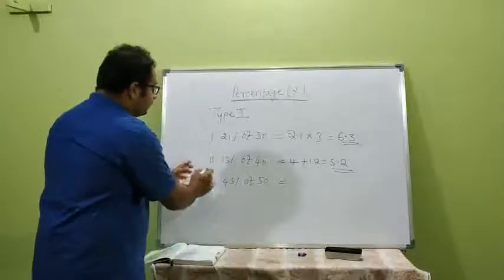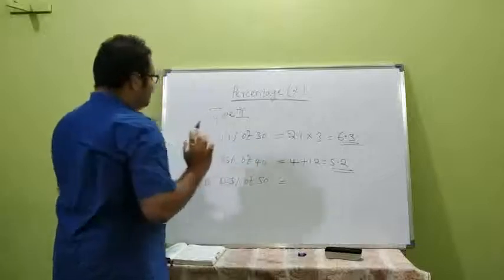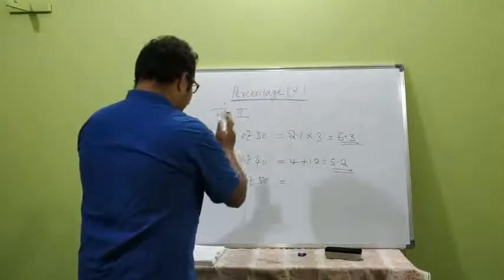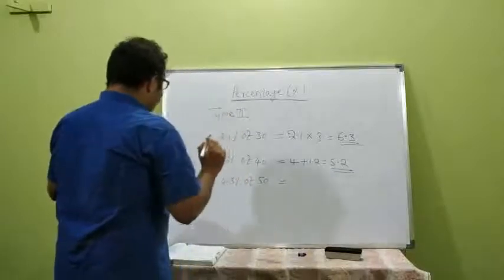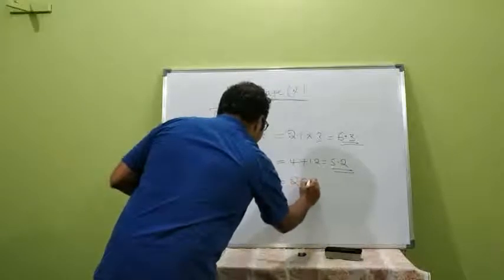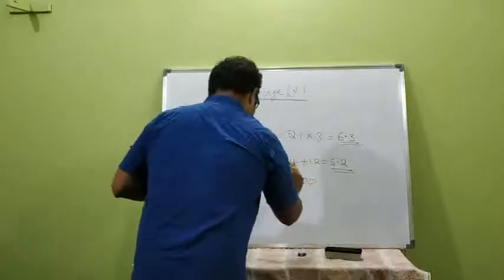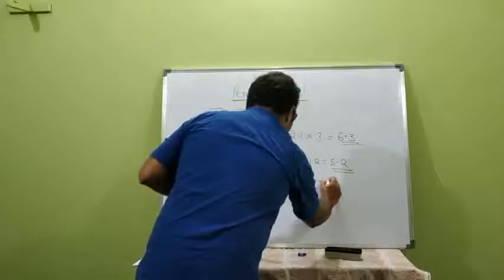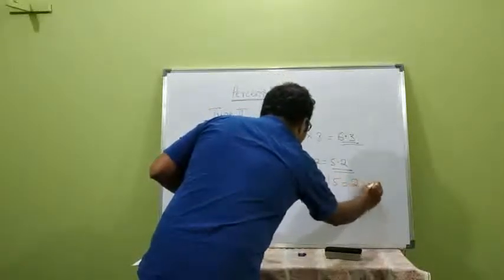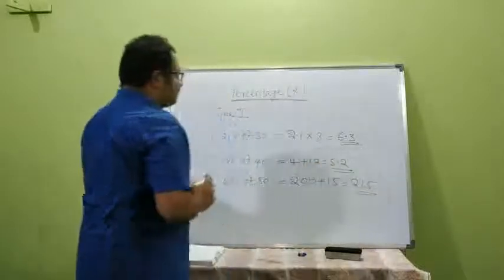Consider the third problem, 43% of 50. In the same way, you can split it as 40 plus 3%. 40% of 50 is 20. 3% of 50 is 1.5. 20 plus 1.5 is 21.5. This is the answer.